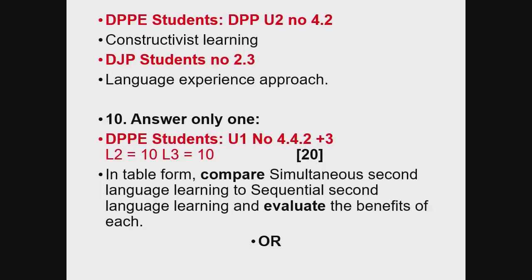Now, there are two methods of second language learning. The first one is simultaneous and the second one is sequential. You will make a table. You will put simultaneous second language learning in the one column and sequential in the second column. And then you will compare the two with each other. At the bottom of the table, you will write a short evaluation on the benefits of each one of them. This is only a question for the DPPE students.